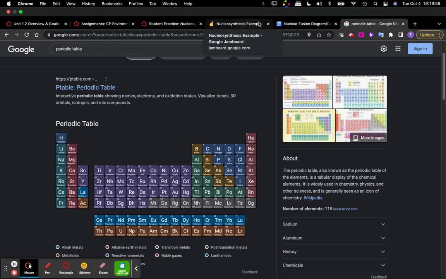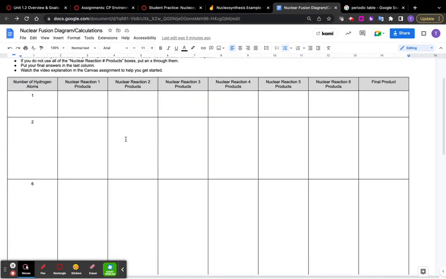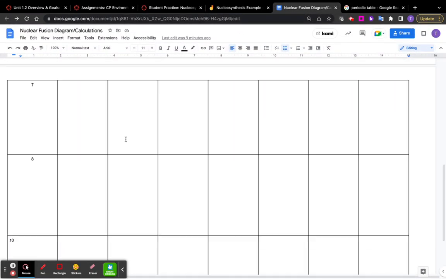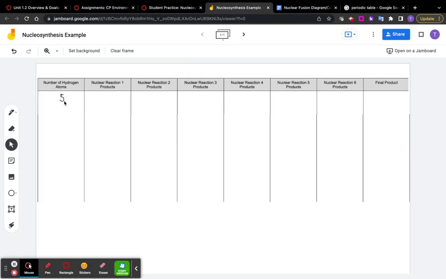So here I have one example, an example that's not on your worksheet, right? Your worksheet has 1, 2, 6, 7, and 10. I have one for 5. So what does this mean? First, let's draw out 5 hydrogen atoms. All right, we got 1, 2, 3, 4, 5. Now what you're going to do is fuse 2 atoms at a time. So we can add these 2 together.